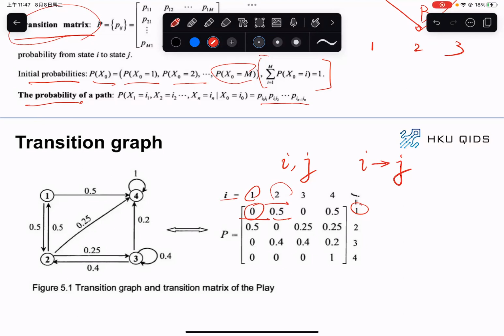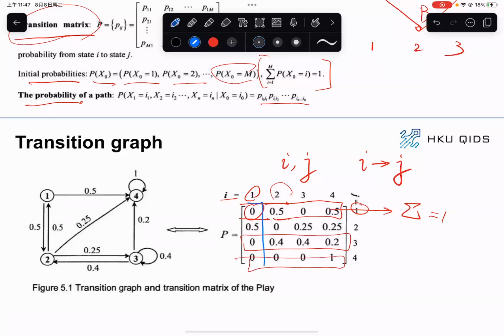And you can see one interesting thing is that each row should be sum equal to 1, okay? Each row should be sum equal to 1. And we are going to tell you that if the column can also sum equal to 1, then this means it is stationary, okay? It means it is stationary.